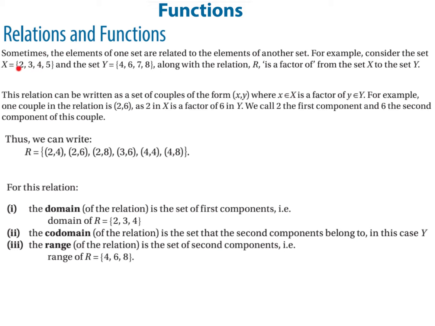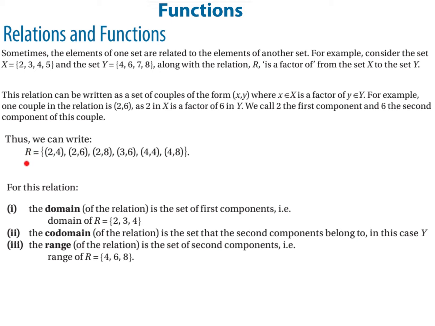The example given here: consider the set X equal to {2, 3, 4, 5}, and the set Y equal to {4, 6, 7, 8}. The relation that we have here is "is a factor of" from the set X to the set Y. This relationship can be written as a set of couples in the form (x, y), a bit like a coordinate, where x is a member of the X set and y is a member of the Y set. For example, one couple in this relation is "2 is a factor of 6". We call 2 the first component and 6 the second component of this couple.